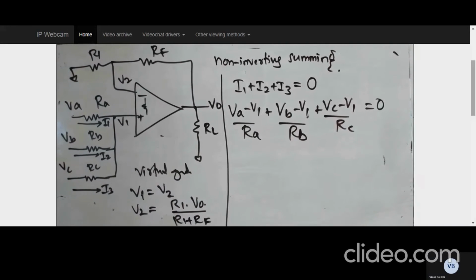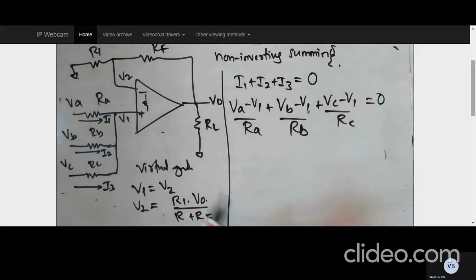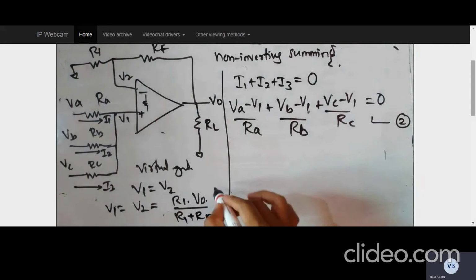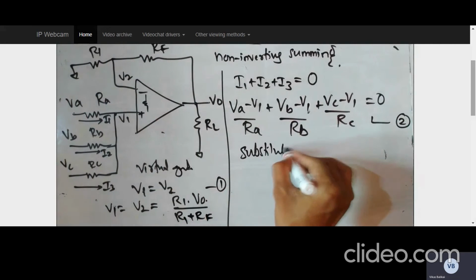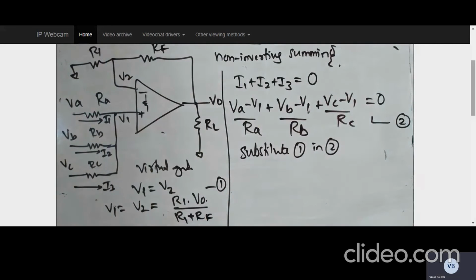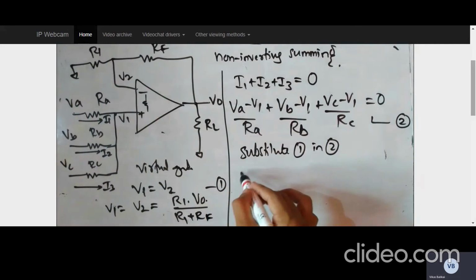So if I apply the voltage division rule over here, V2 is nothing but R1 multiplied by V0 divided by R1 plus RF. If this is the case, then V2 or V1 will also be equal to the same value. So let us substitute this. Let me call this equation number 2, and this equation number 1. Substitute 1 in 2. Let me just consider only one particular current, only I1.